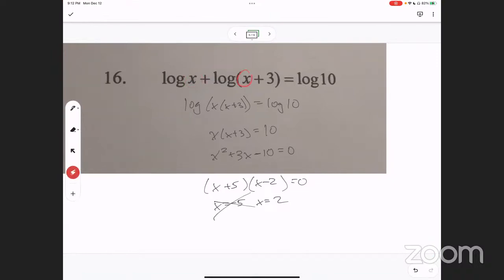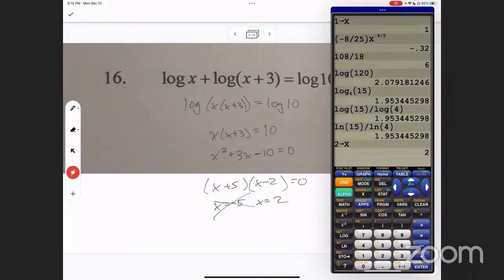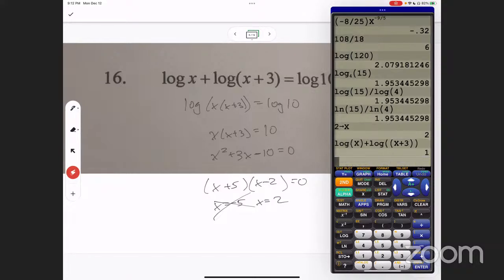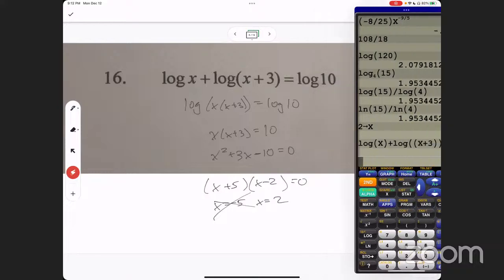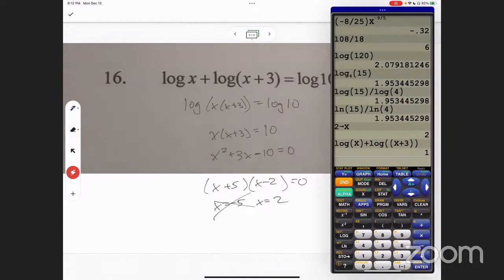Can I plug 2 in for x? Yeah, I sure can. In fact, you can check it. Store 2 for your variable, so 2 store for x. And now type in log of x, and it punches in 2, plus log of x plus 3. And what should my answer be? It should be log of 10. What's the log of 10? 1. Yeah, it's 1, right? Mm-hmm. So that worked.